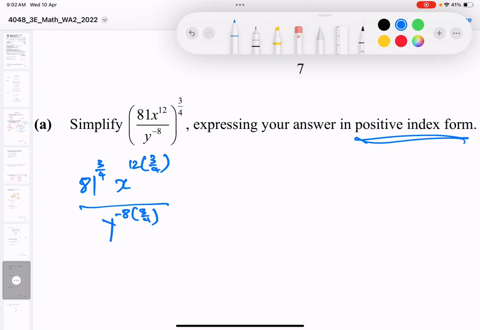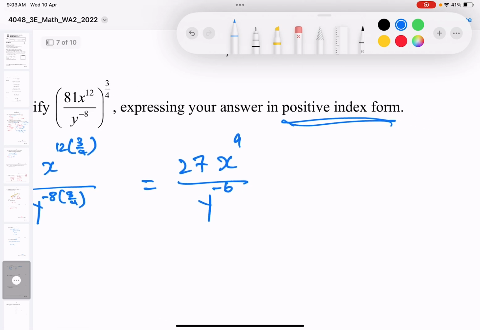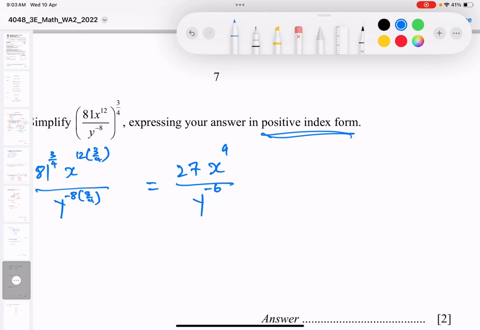What's 81 raised to the power of 3 over 4? I'm going to get 27, x to the power of 12 times 3 divided by 4, this gives me 9. And I have 8 times 3 divided by 4, so I'm going to get y to the power of negative 6. If I want to leave my answer in positive index form, that's easy. I just need to bring this up to the numerator. So I'm going to get 27x to the power of 9, y to the power of 6. That's all, ladies and gentlemen.